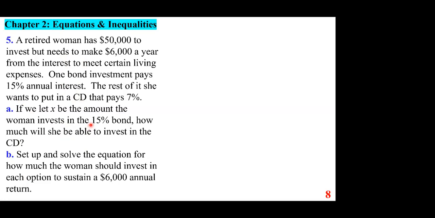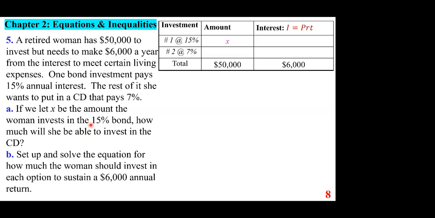You want to come up with the table as follows. So we're going to put some amount of money at 15%, some amount at 7%. We know the total is 50,000. How much are we putting at 15%? I have no idea. We're going to call it X. The interest follows I equals PRT. How much do we want? The total amount we are going to get is $6,000. That's what we are interested in.